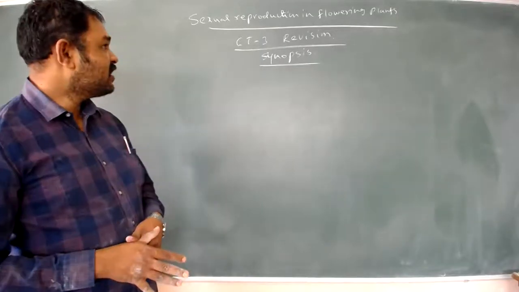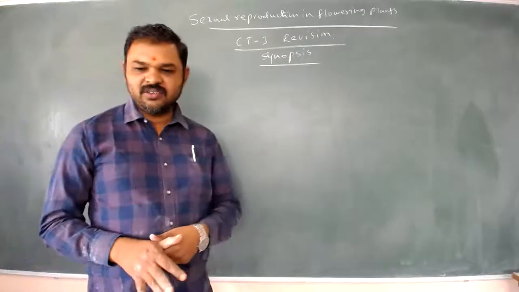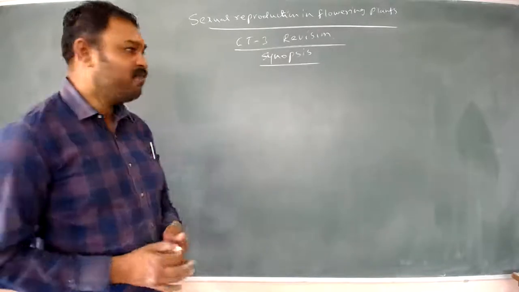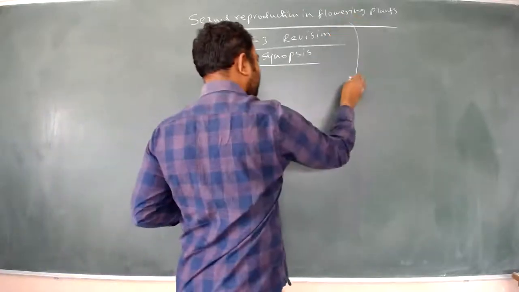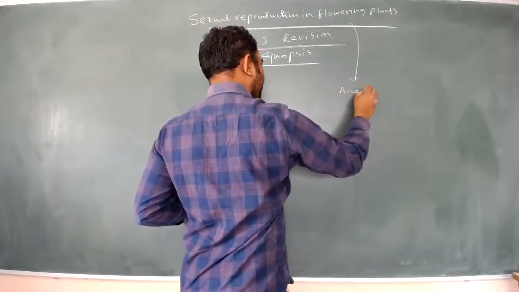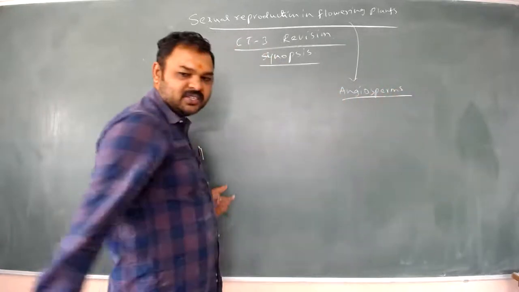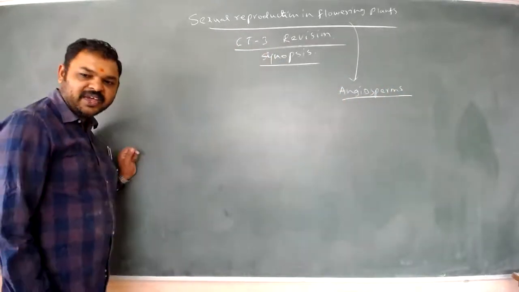So you see, sexual reproduction in flowering plants. Sexual reproduction in flowering plants means what? Flowering plants, angiosperms. What are the flowering plants? Angiosperms are the flowering plants. Flowering plants are the angiosperms.